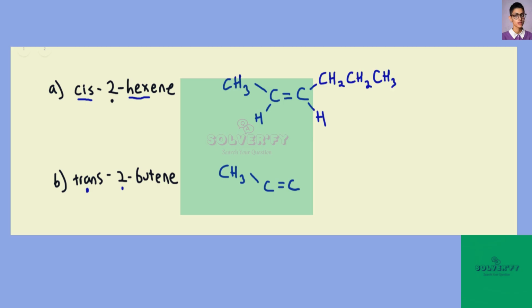There's my double bond on the second carbon. My functional groups are going to be on opposite sides. And that is the drawing of trans-2-butene.